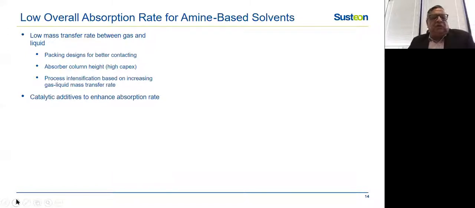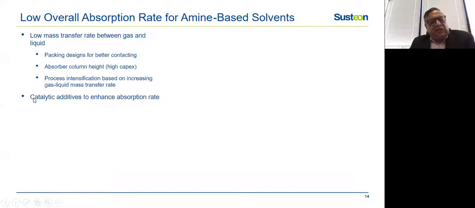Just to talk about a couple of problems, the low overall absorption rate for amine-based solvents is an important part, because the volume of flue gas is so high. For example, for a 500 megawatt coal plant, the volume of flue gas is 1.2 million actual cubic feet per minute. So you could see the amount of gas we are handling. So we're basically looking at the packing designs for better contacting, absorption column height, and some of the process intensification.